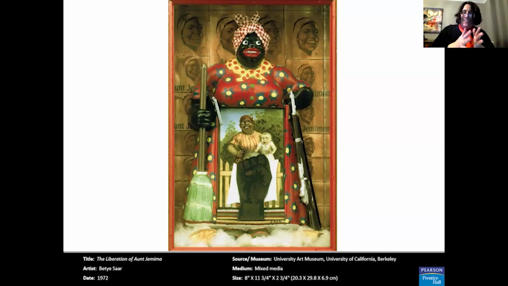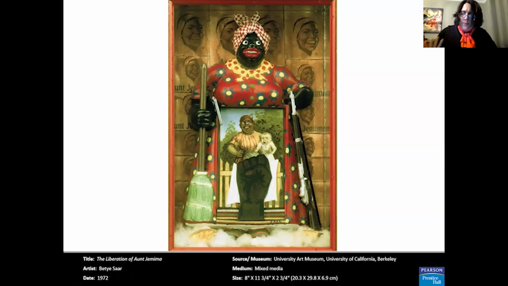And in this work, Betye Saar is wanting to reclaim this image and to challenge the viewers, to show that Aunt Jemima is a woman who can wield a very dangerous weapon, to claim it for herself. And in the center, in the foreground, there's not a lot of depth there, but at any rate, this clenched fist was a symbol of part of the Black Power movement. And so Saar is using that intentionally.